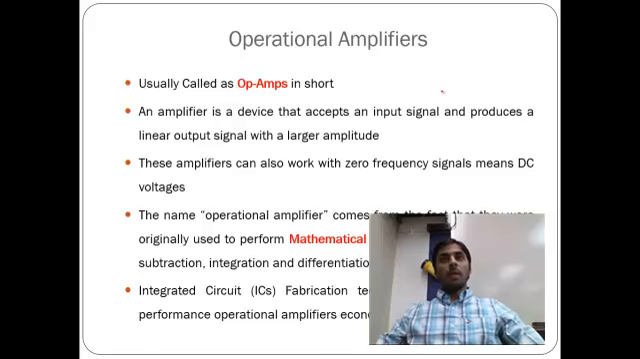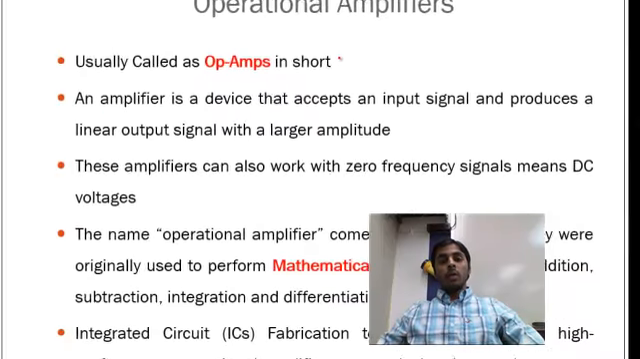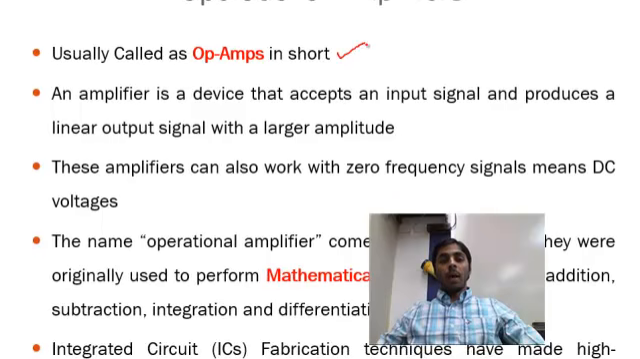So these operational amplifiers are nothing but normal amplifiers. Usually they are called op-amps in short. So op-amp means operational amplifier. As we are already aware from the definition of an amplifier, an amplifier is a device that accepts an input signal and produces a linear output signal with a larger amplitude.